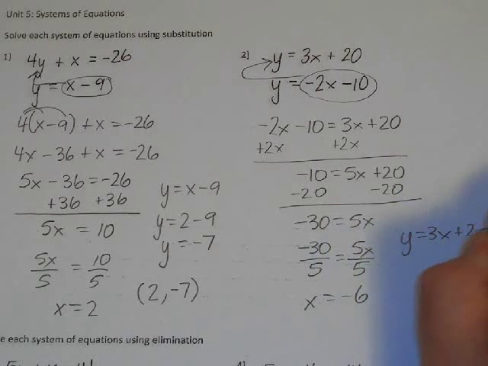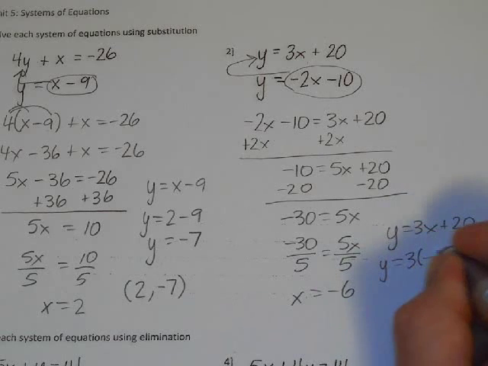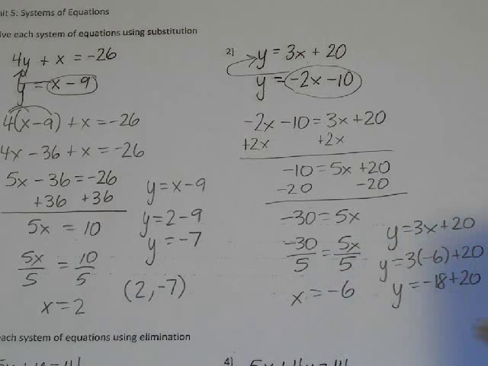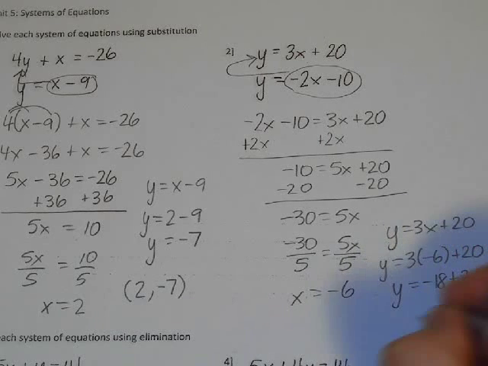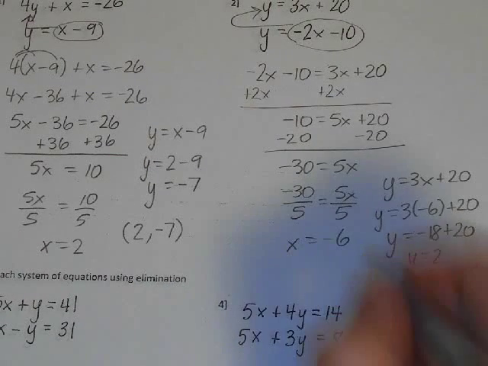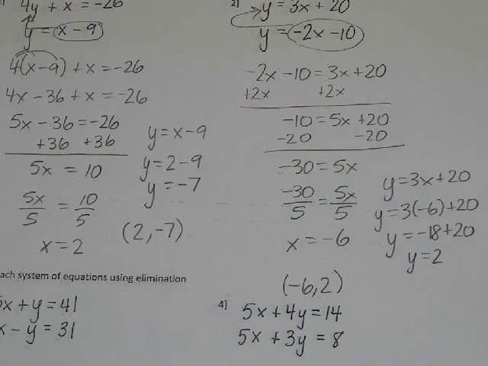So now to solve for y, I'm going to go ahead and use the top equation and plug in the negative 6 in for x. Negative 18 plus 20 is positive 2. So my solution, written as an ordered pair, is (negative 6, 2).